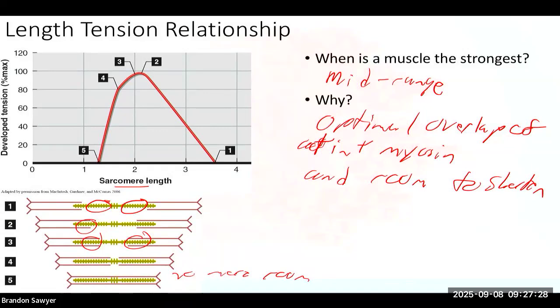This is something that we naturally know, right? When we want to jump high, we're not going to jump high with our legs all the way extended. We're also not going to put our butt all the way on the floor and jump high, right?